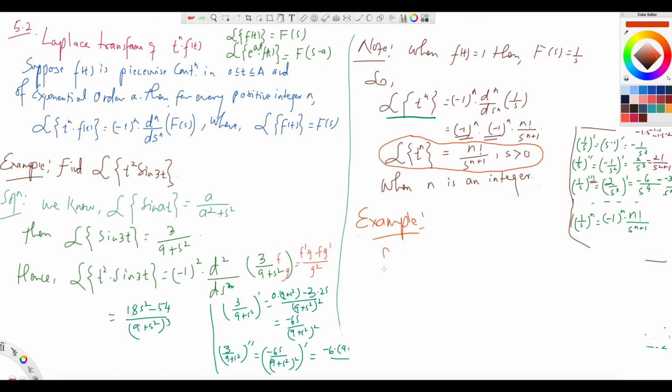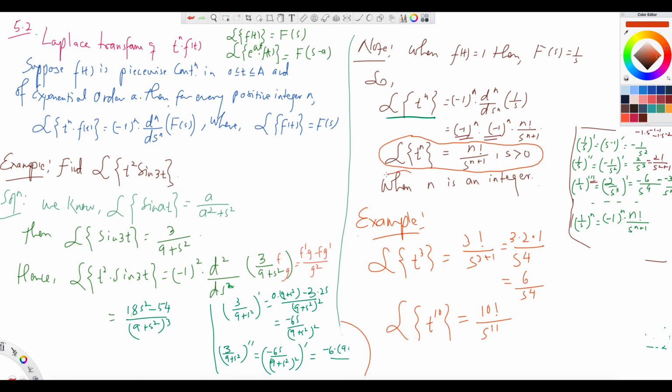So what will be the Laplace transform of t cubed? By that formula, it will be 3 factorial over s to the 3 plus 1, right? What is 3 factorial? 3 times 2 times 1, so that is 6 over s to the 4th. Similarly, if you find the Laplace transform of t to the 10, then that will be 10 factorial over s to the 11, right?